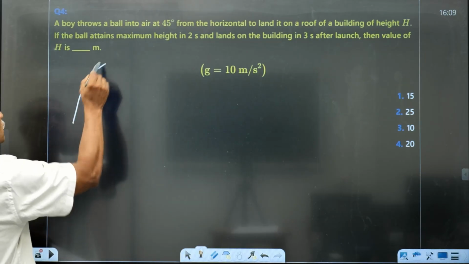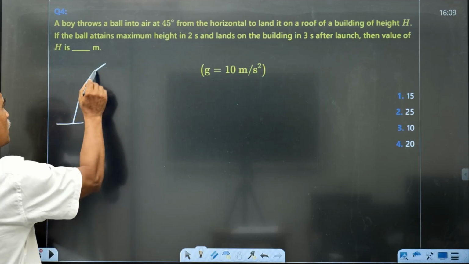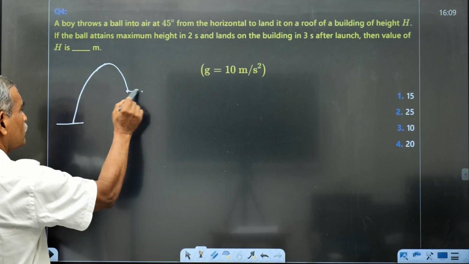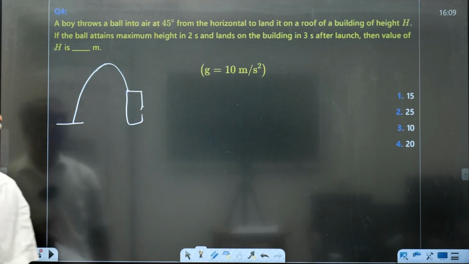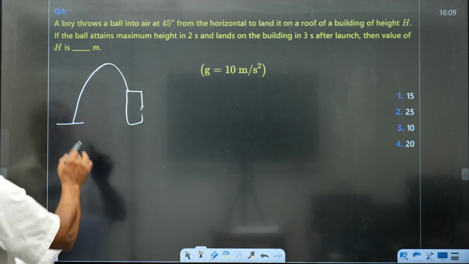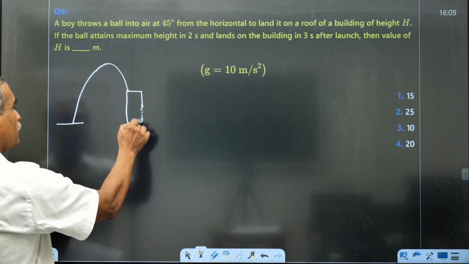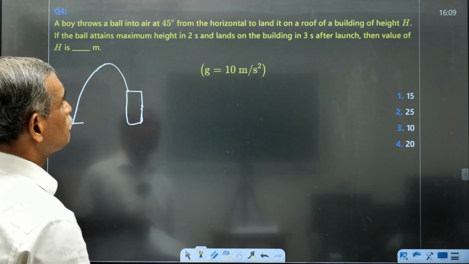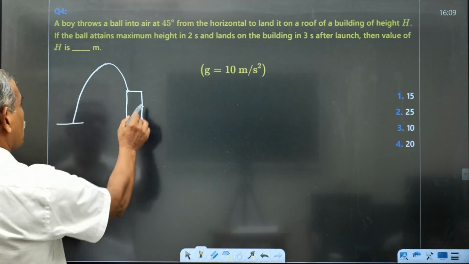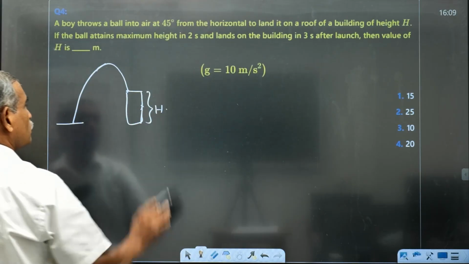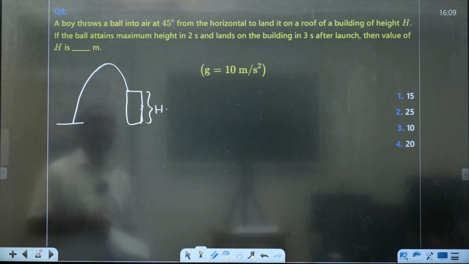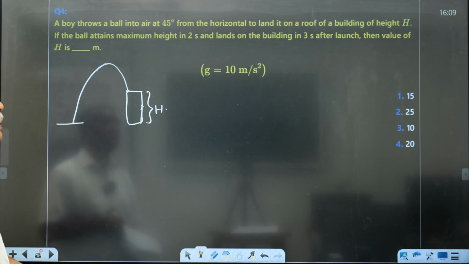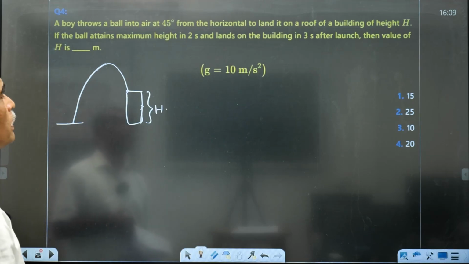So this is the path. The body thrown at an angle of 45 degrees goes up to the maximum height and reaches here. This is the building. And what is ours? The value of h, the height of the building. So we are asked to find this h, the height of the building. The ball is thrown at an angle of 45 degrees and lands on the roof of a building of height h.